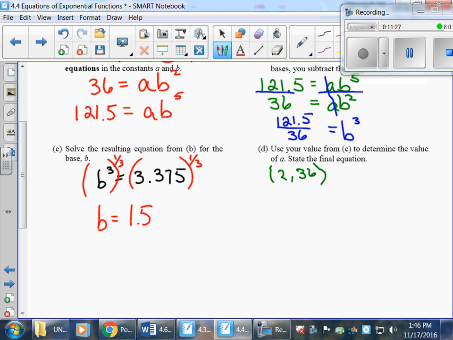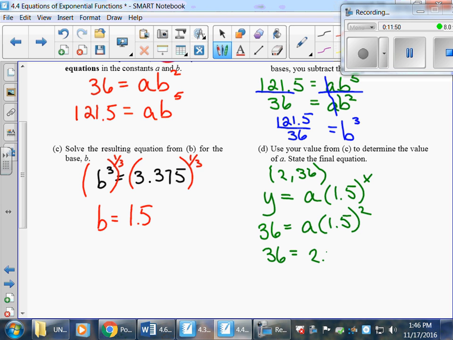All right? So we know that the equation of our exponential is y equals a times b to the x. So 36 is equal to a times b to the second power. After you do all of this out, you get 36 is equal to 2.25 times a. Divide both sides by 2.25, and a turns out to be 16.